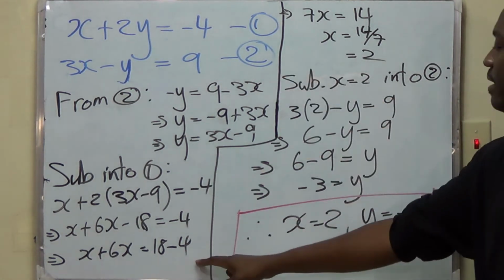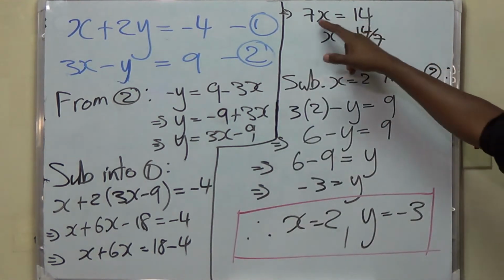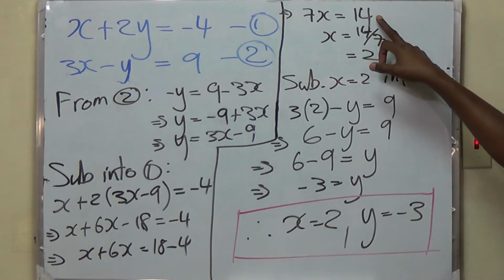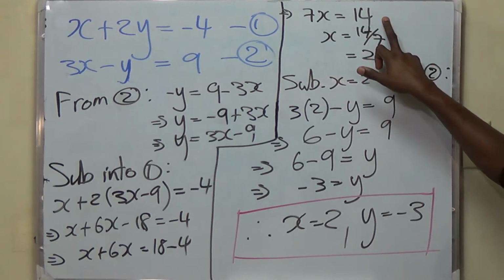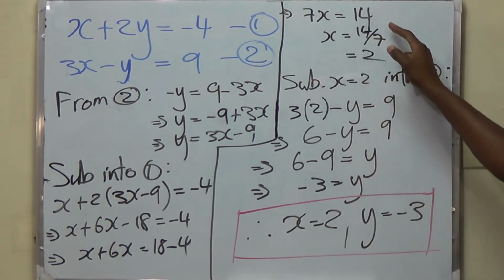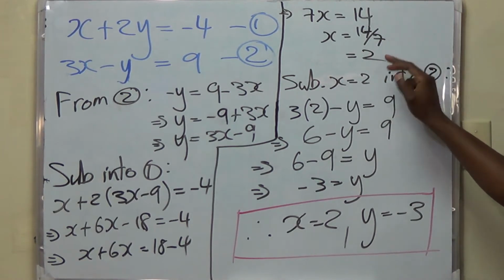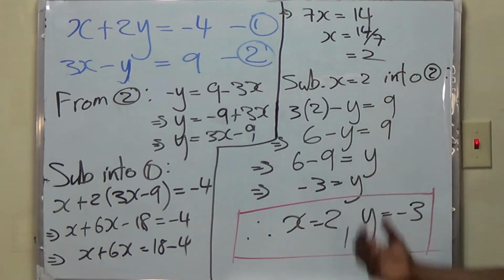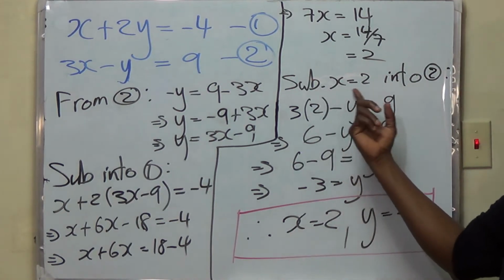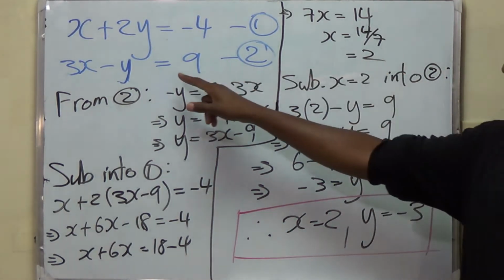So from here, we go to here, and we have that 7x is equal to 14. If 7x is equal to 14, then x naturally will be equal to 14 divided by 7, which we know is equal to 2. And now you substitute x equals 2 back into equation 2.